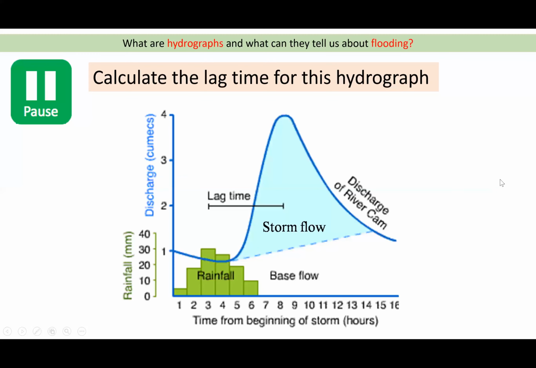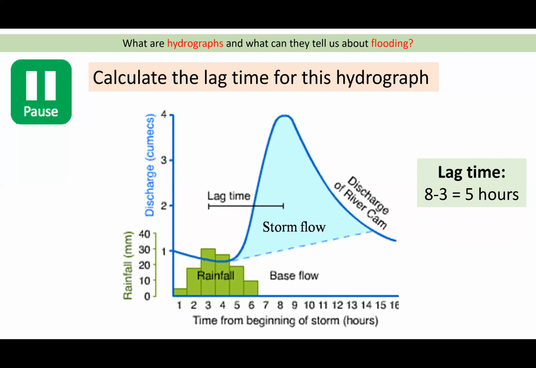So now I'd like you to pause this video and have a go at calculating the lag time yourself for this question here. So pause the video, have a go at calculating the lag time in 3, 2, and 1. Okay, welcome back. Hopefully you managed to get a lag time of 5 hours. So we can see the peak discharge is about 8 hours. Maybe a tiny bit more. So if you said maybe 8.5, then I'll allow that. And the peak rainfall, this bar here, which was at 3 hours. So 8 minus 3 is 5.